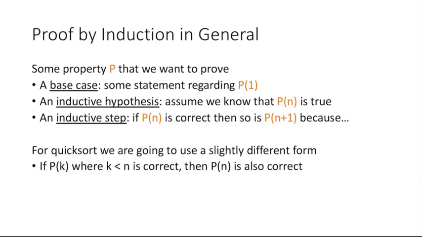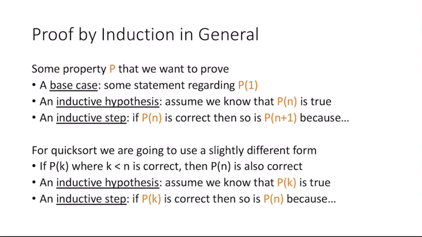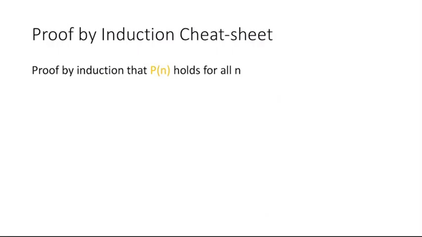Okay, so we'll say if P of k, where k is less than n, is correct, then P of n is also correct. So we're going to say, let's assume in our inductive hypothesis that P of k is true. Then in our inductive step, we're going to say P of k is correct, and so is P of n because of whatever our reasoning is. I know this is kind of vague. It'll help when I actually attach this to some code here. But again, I'm going to give you this as sort of our cheat sheet for a proof by induction.